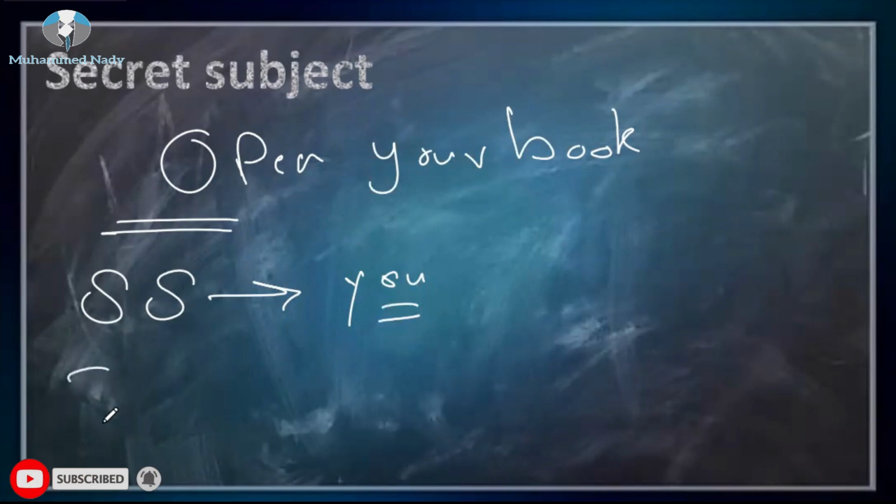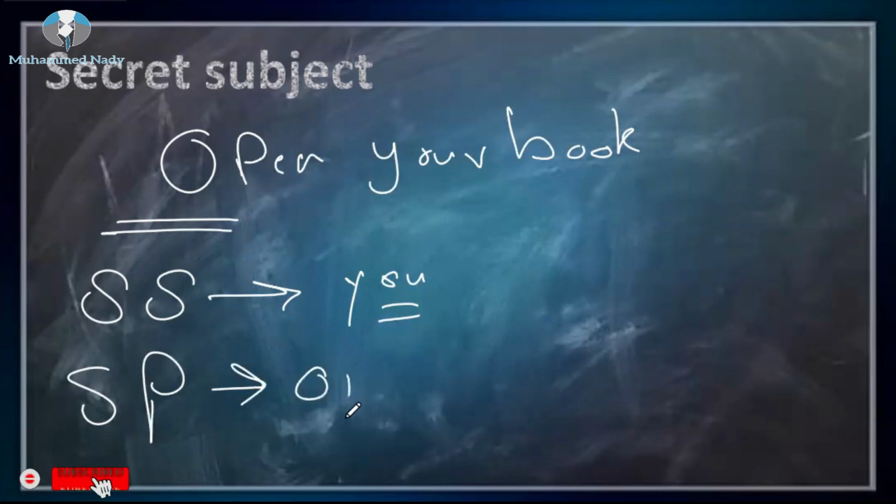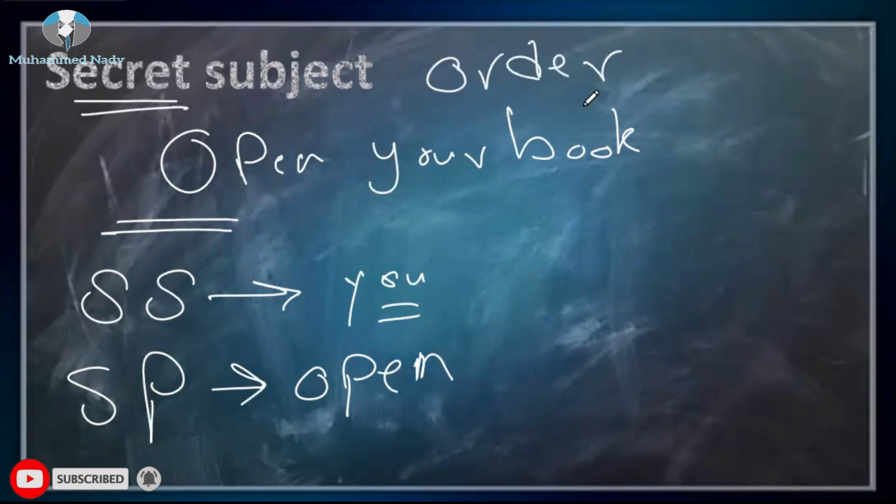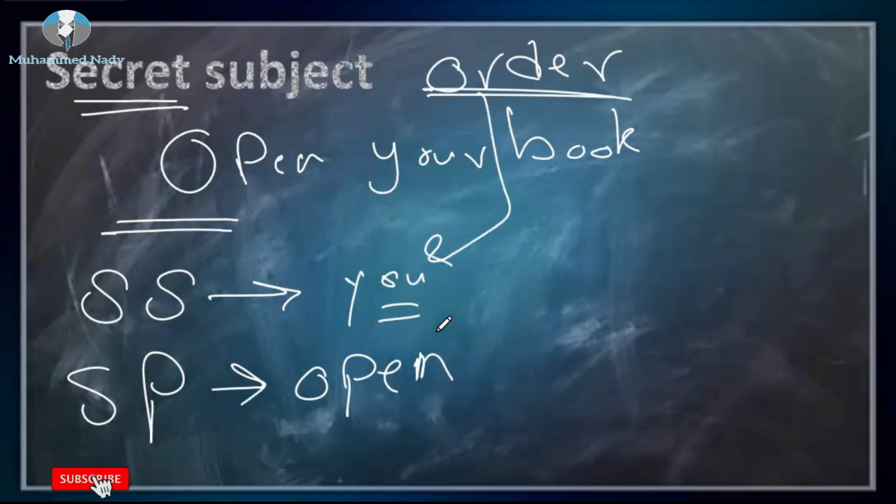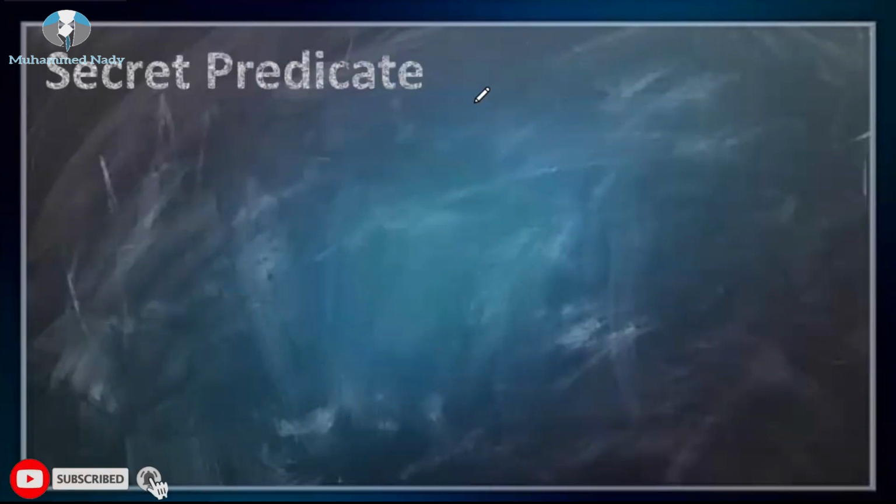And of course, the simple predicate, what are you going to do? You're going to open. So that's going to be the simple predicate, open. Okay, so that's the secret subject. If you're giving an order, the secret subject is always what? You.